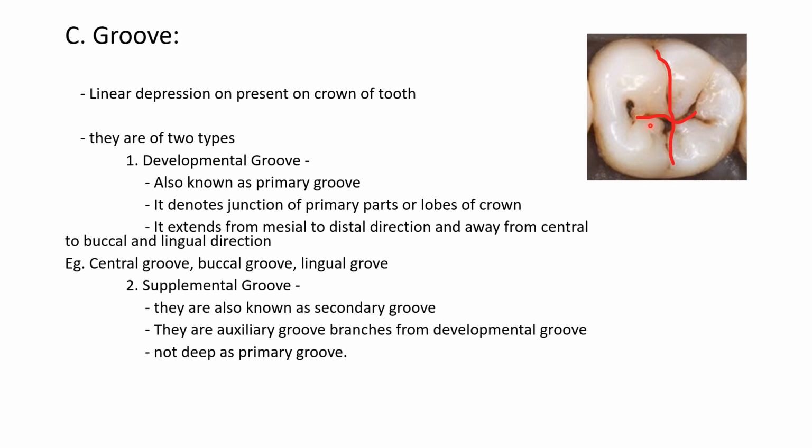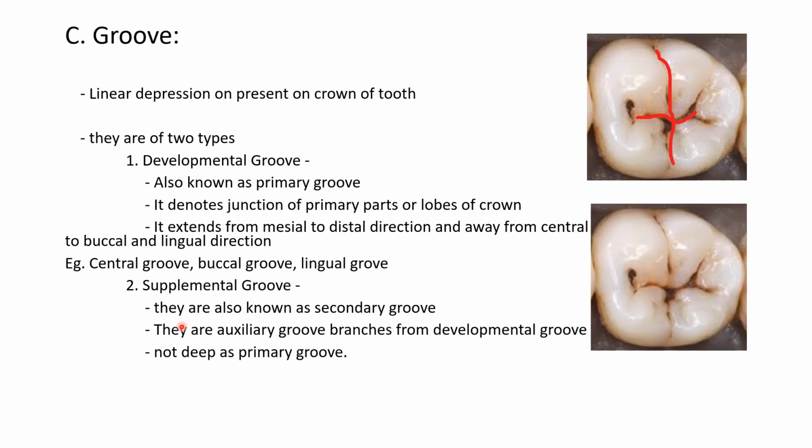The developmental grooves are the central groove, which runs from the mesial pit to the distal pit, the buccal groove, which runs from the central pit to the buccal side, and the lingual groove, which runs from the central pit to the lingual side. Supplemental grooves are also known as secondary grooves. These are the primary grooves which you have seen here, but you can make out some depressions over here. Not clear, but these depressions are actually supplemental grooves, also known as secondary grooves. This bigger one is a primary groove, and these are the supplemental grooves.